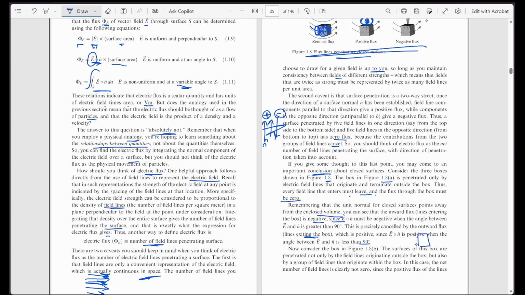So it's telling us here that one side will have a positive direction and the other side will have a negative one. This is the direction of the flux, and this is the direction of the unit normal. So it just points out of the surface.